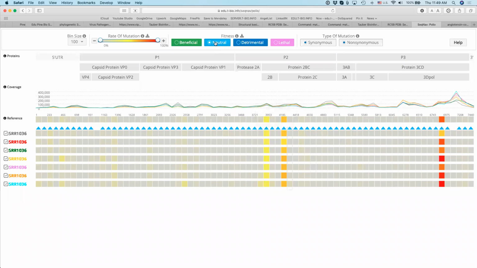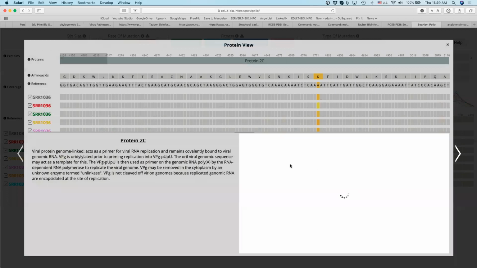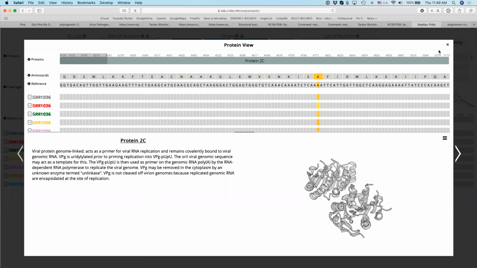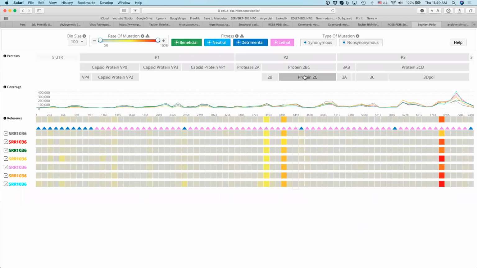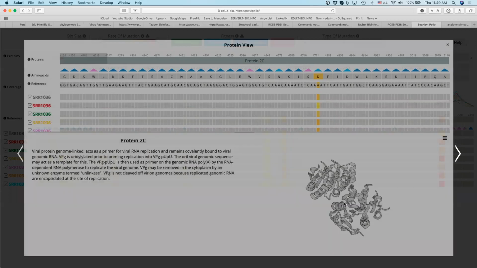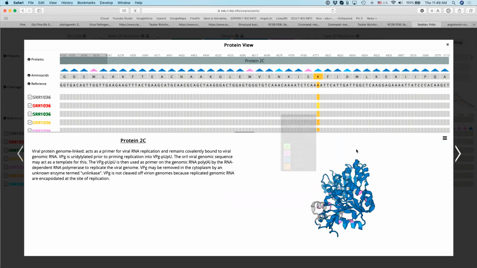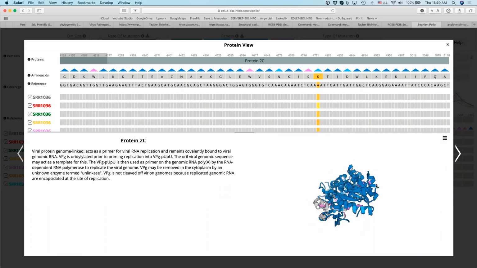So now we can map these again on the structure. So for example, here we have different polio proteins, and we can look at how these different positions could be mapped on the 3D structure. So let's turn all of these on. Okay, so this is what we see here, and we're going to color by fitness. Okay, and here you can see the different types of mutations.